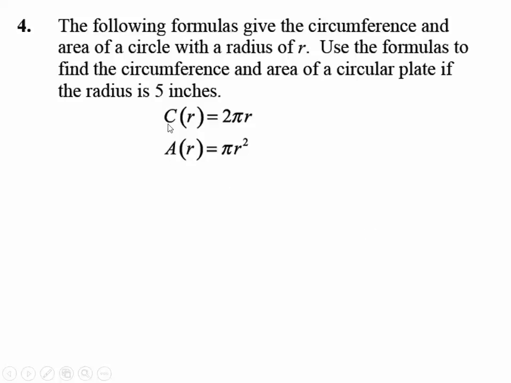So here it is again. It's the naming of it. C stands for circumference, R stands for the variable that's been used, because we could use diameter as well, and that would change the formula, right? In this case, it's using R for the radius. Again, naming the formula, A for area, R for the radius. So use the formulas to find the circumference and area of a circular plate if the radius is 5 inches.